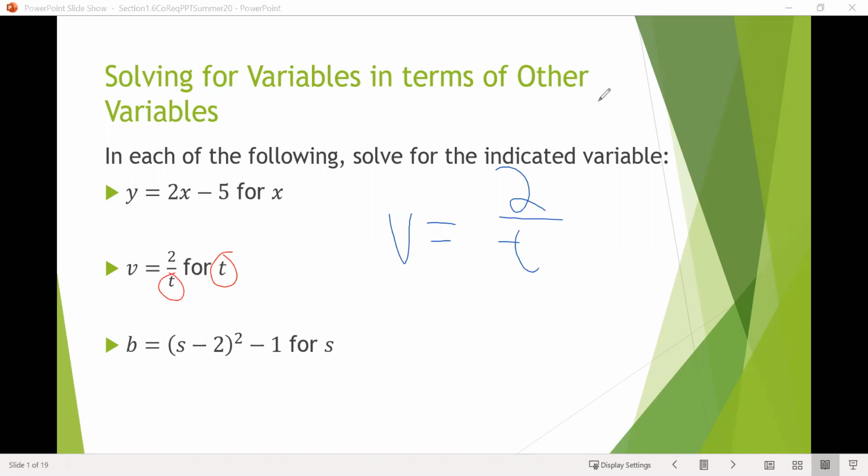Well, recall that if you have something like 2 over t, that is the same as 2 divided by t. And what would be helpful here is to do some sort of an opposite operation to get the t out of the denominator.